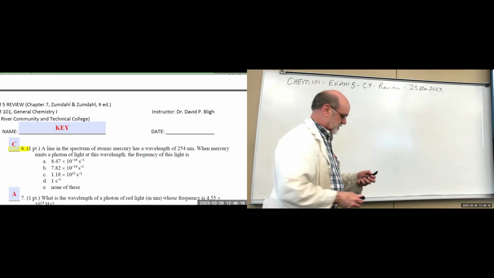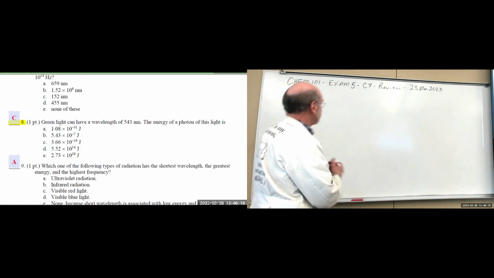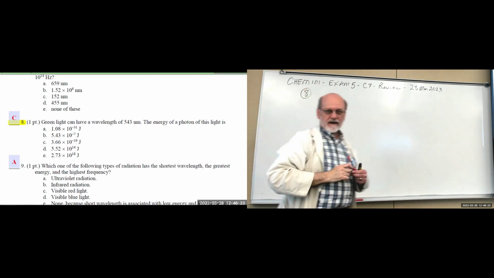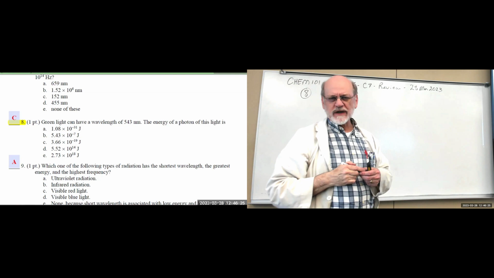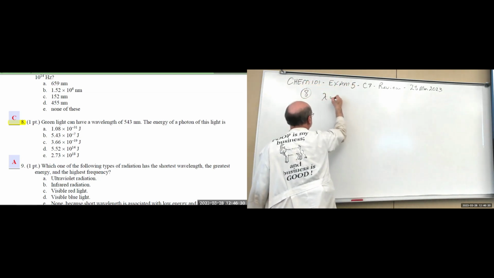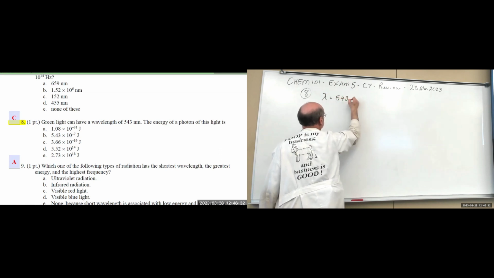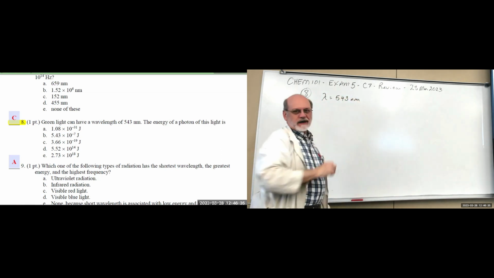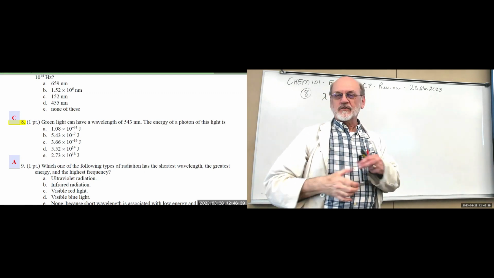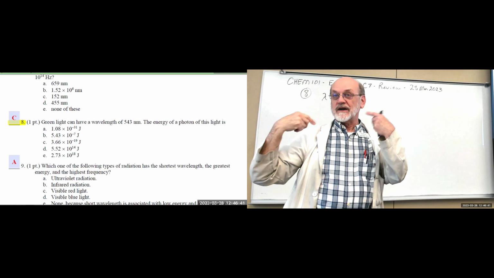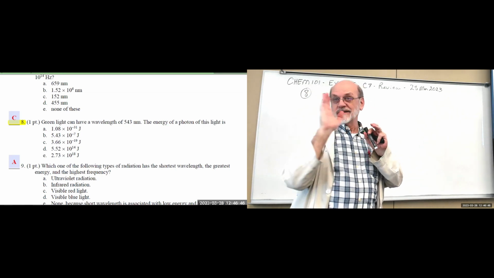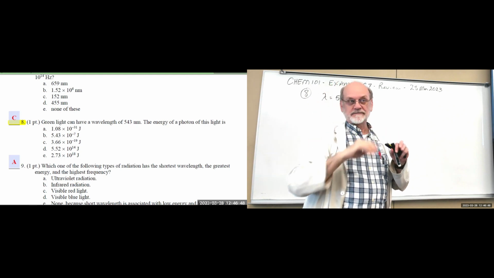All right, so let's go to number 8. Green light can have a wavelength of 543 nanometers. Why does it say green light can have a wavelength? Because green is our physiological response to the light, and we can think it's green when the wavelength shifts a little bit.